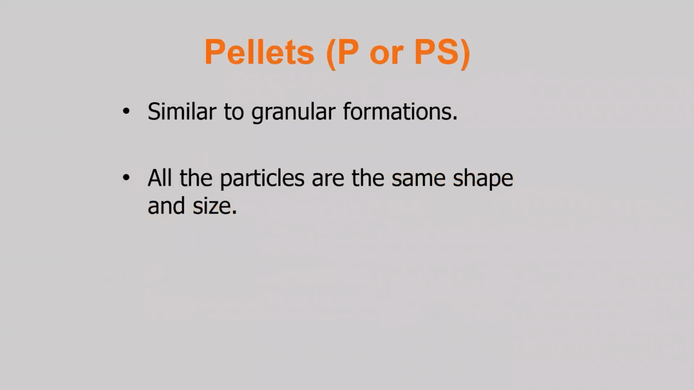The designation P or PS is for pellets. A lot of you might be familiar with Spike 20P. Spike 20P is a pellet herbicide used for brush control, woody plant control. It's similar to a granular form, just larger, and all the particles are the same shape and size.